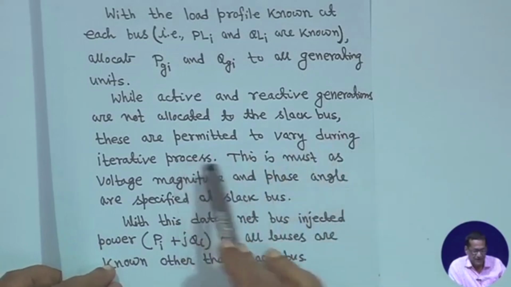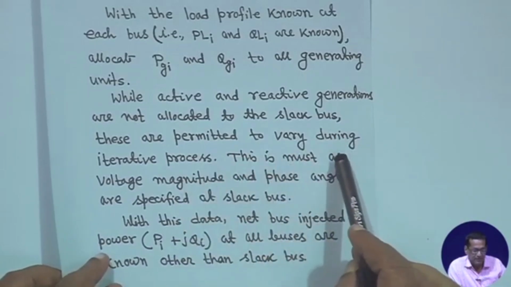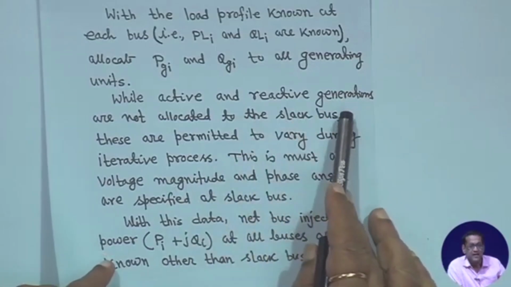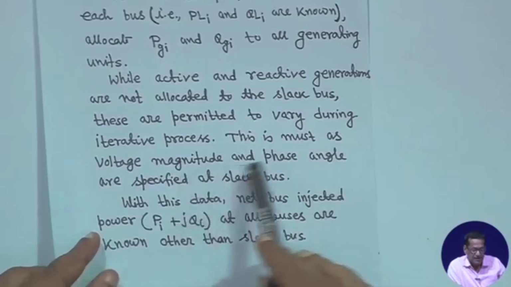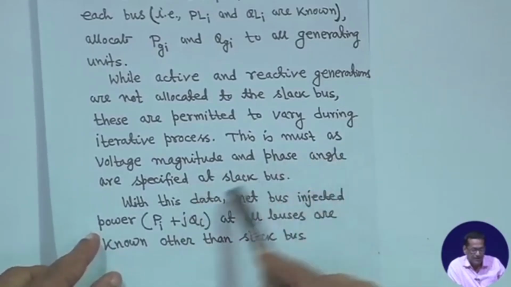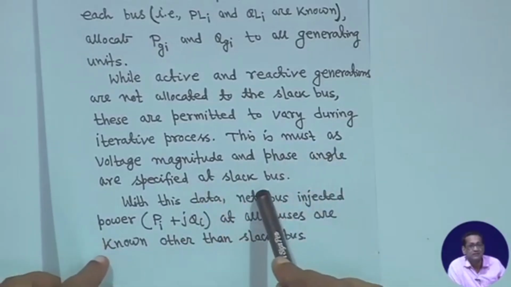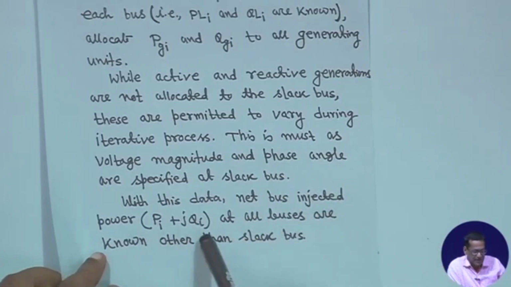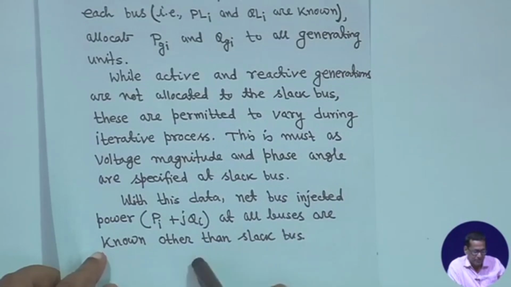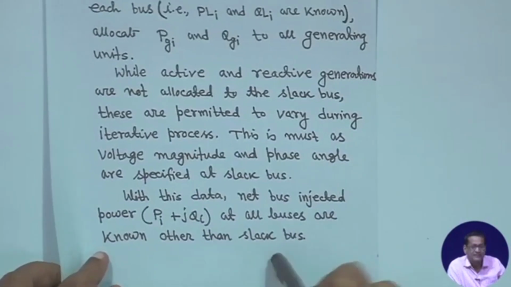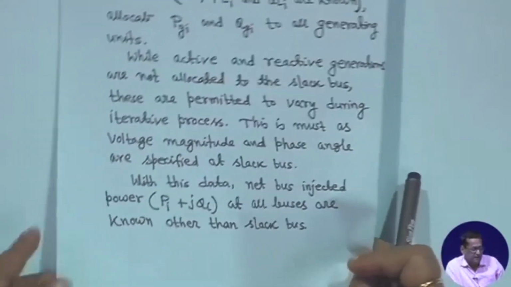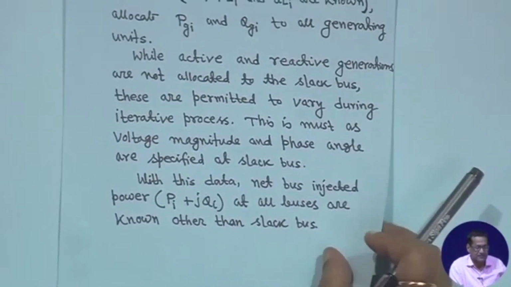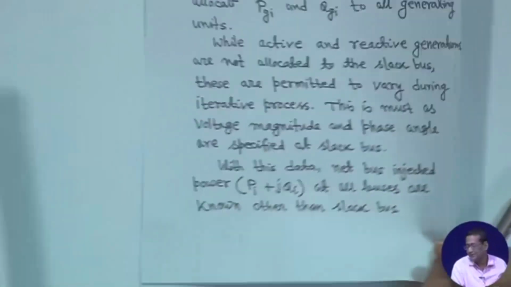While active and reactive generations are not allocated to the slack bus, voltage and its angle are known, and these are permitted to vary during the iterative process, that is active and reactive generation at the slack bus, as voltage magnitude and phase angle are specified at the slack bus. With this data, net bus injected power Pi plus jQi at all buses other than the slack bus are known, if all buses are PQ buses. So, this is the first step, that all the data you have to prepare.